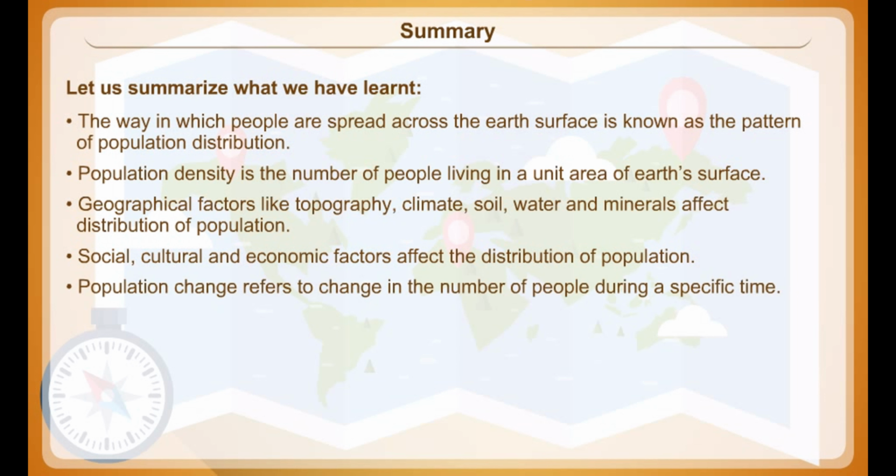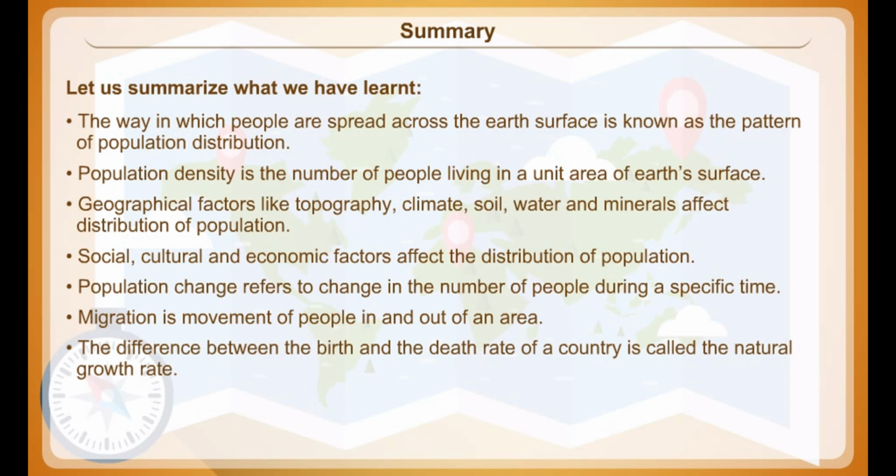Population change refers to change in the number of people during a specific time. Migration is the movement of people in and out of an area. The difference between the birth and the death rate of a country is called the natural growth rate.